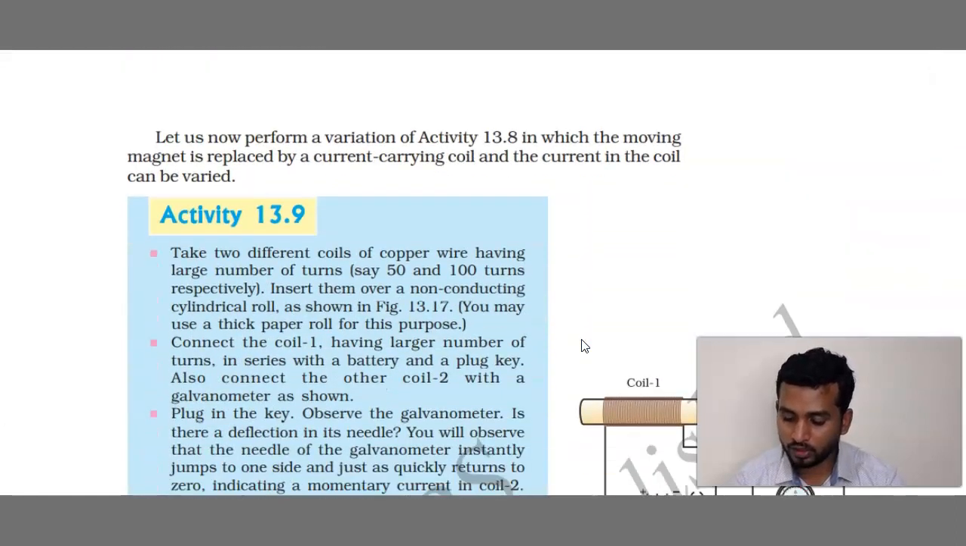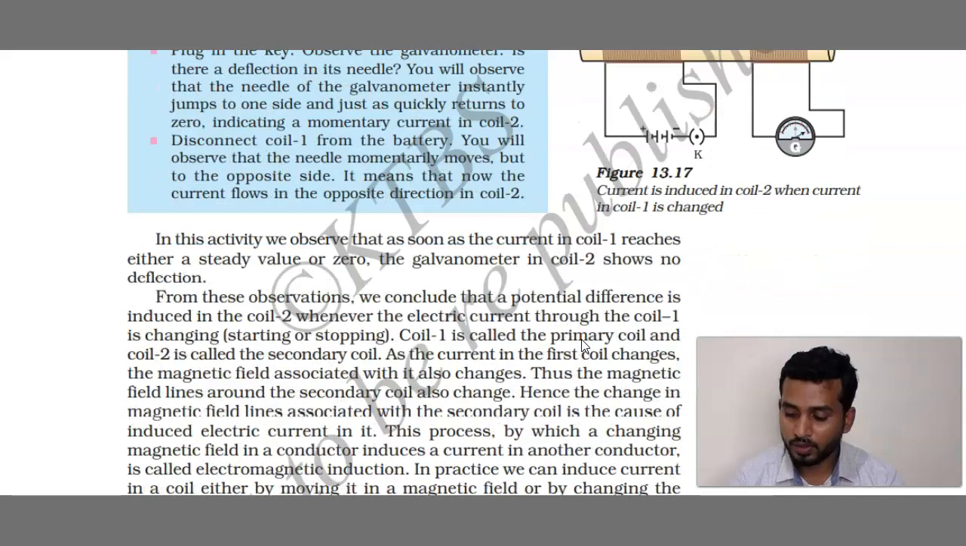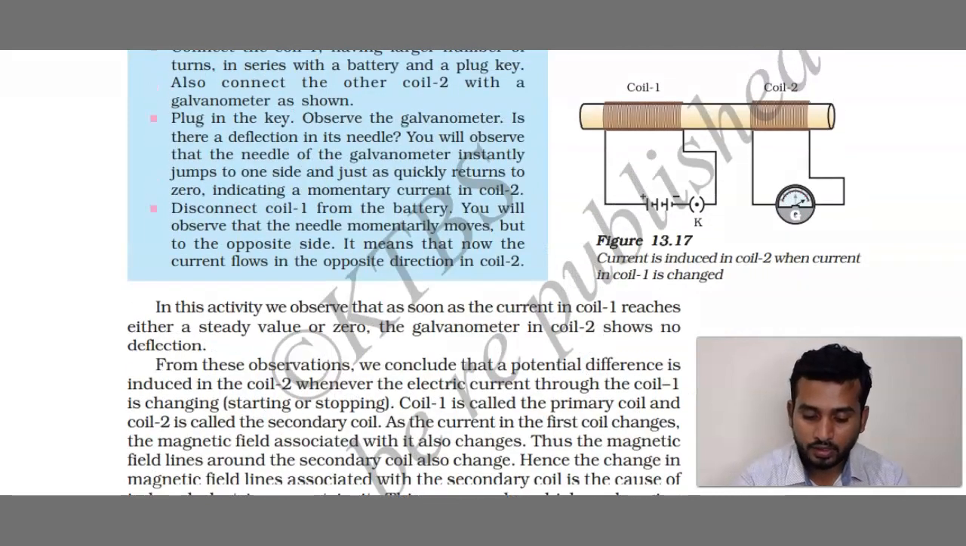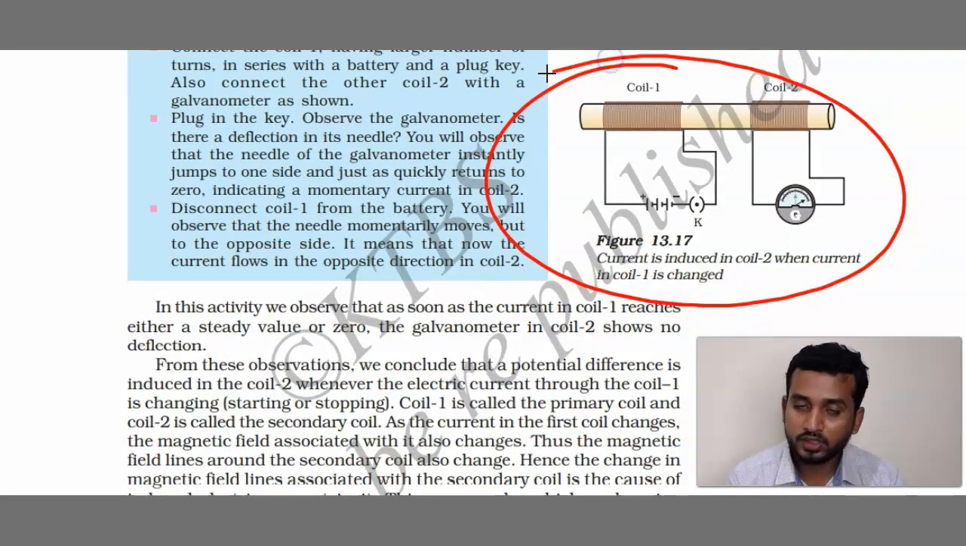And here, see children, please make sure that you can get a question on this topic: current is induced in coil 2, okay, coil 1 and coil 2, when the current in coil 1 is changed. So based on this relative motion, how is the current induced from one coil to another coil? We are passing the current in one coil, but we are obtaining the current in another coil also. How exactly is it happening?